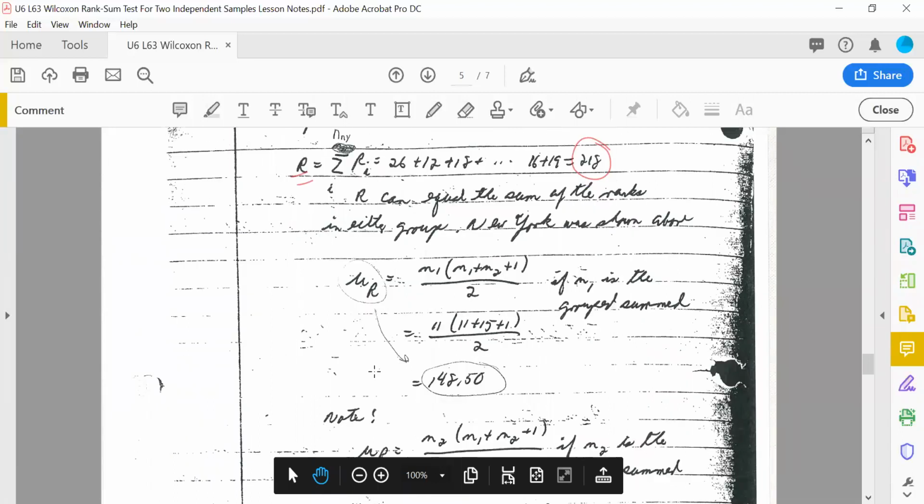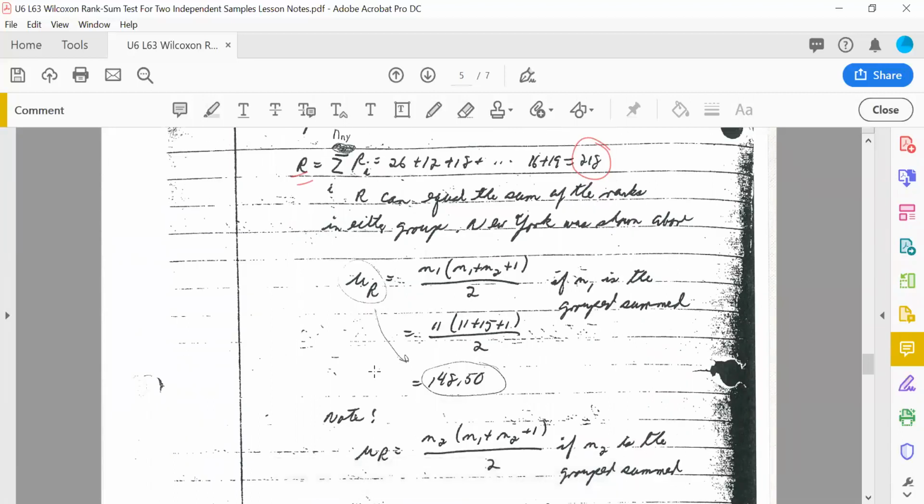Okay, now, this is huge. Mu sub R is this computation right here. It looks complex, it's not. It's the sample size of whichever rank you are summing up. So since we're summing up New York, this first sample size is New York. And then N1, which is New York, plus N2, which is Florida, plus 1, divided by 2. So there's 11 numbers in New York, 15 numbers in Florida, plus 1, all divided by 2. And you get 148.5.